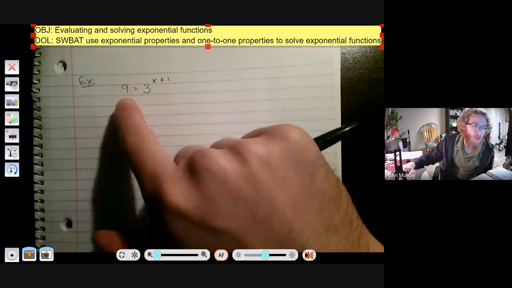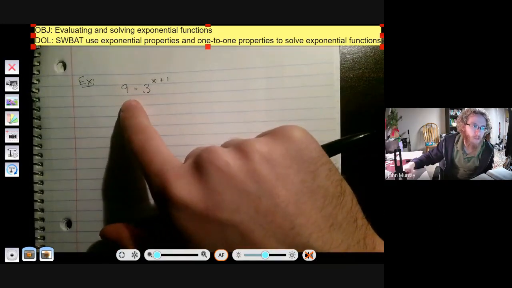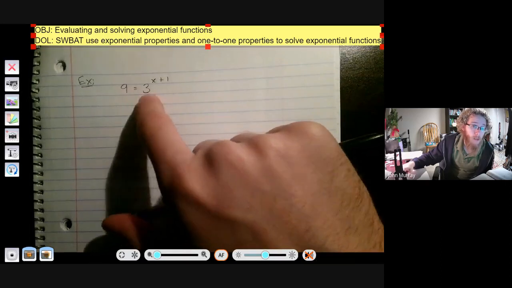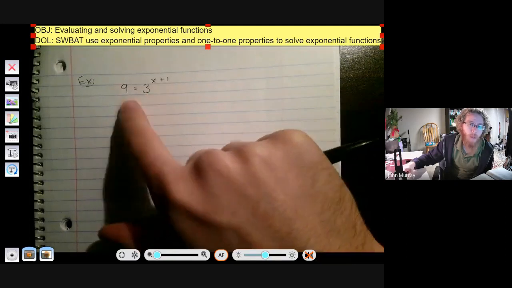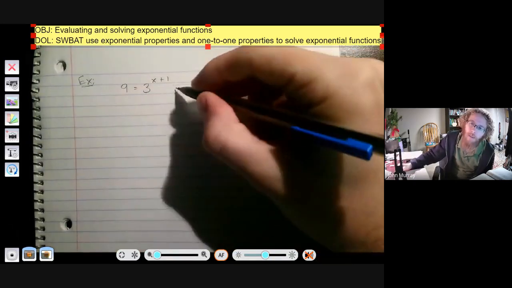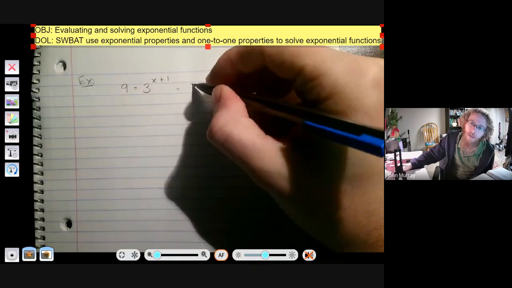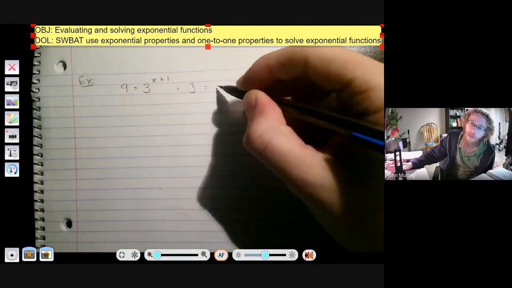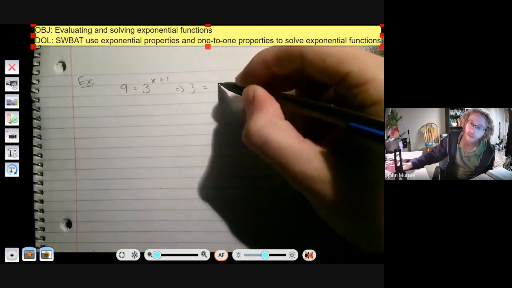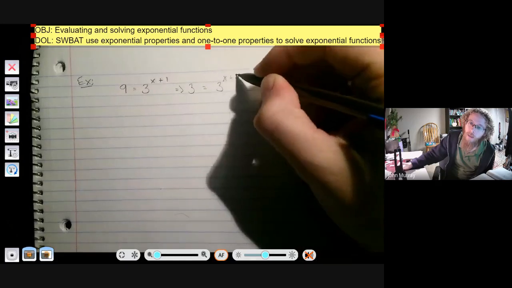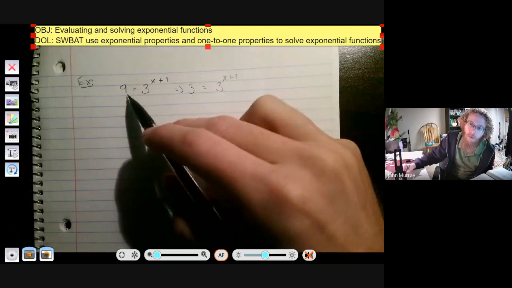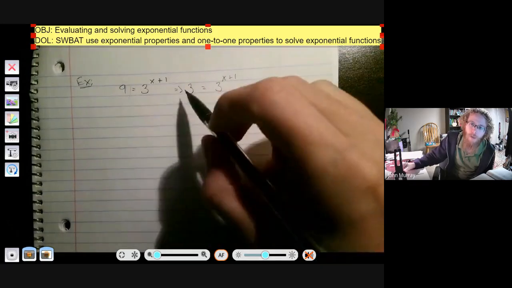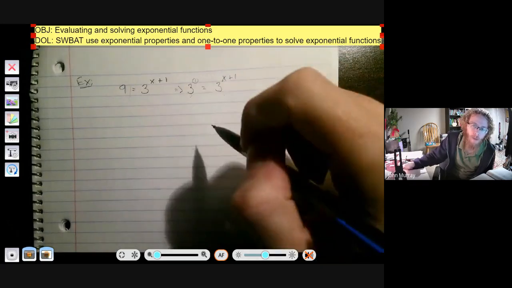But is there another way that we can represent the 9 specifically as an exponent with a base of 3? How can I rewrite 9? I want the same base, so what would I have to rewrite 9 as? 3 to what power?